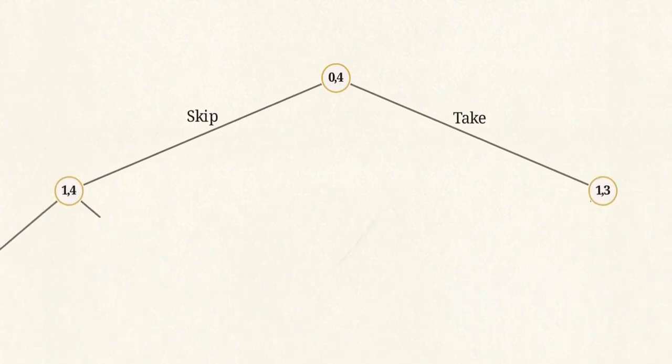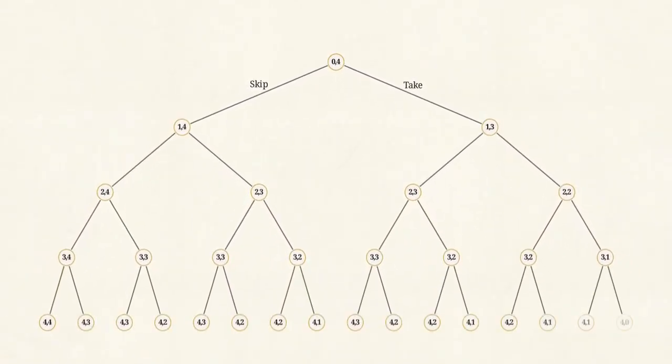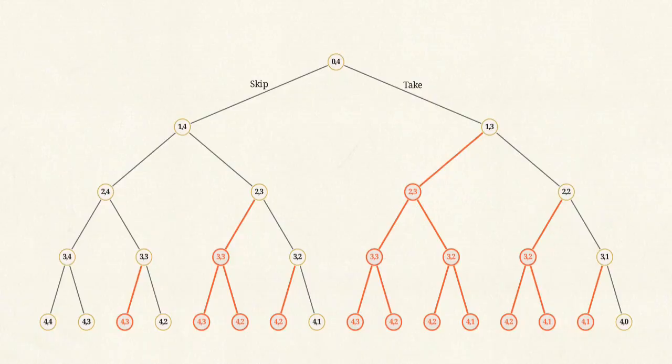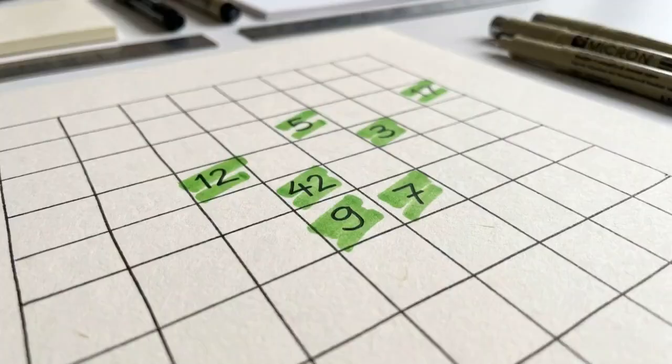This decision tree maps out the recursive approach. We start with item 1, splitting into 2 paths: skip it or take it. Calculations double for each subsequent item, branching exponentially. Notice the red branches. The algorithm repeatedly calculates the exact same subproblems. Recalculating identical states wastes massive computing power. A top-down recursive approach quickly exhausts time and memory limits. We need a system that stores past answers, so we never have to calculate the same state twice.